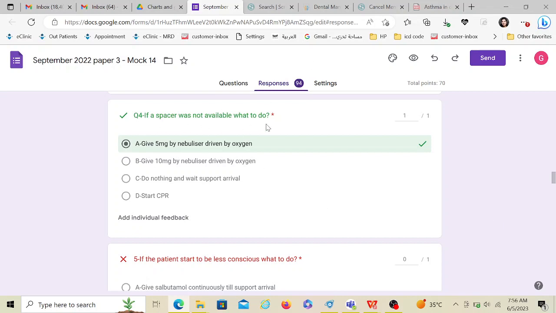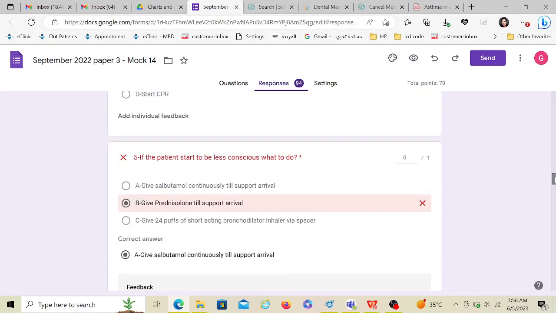If a spacer is not available, then you are supposed to give 5 milligrams by nebulizer driven by oxygen. 5 milligrams of the inhaler that the patient is carrying. It can be albuterol, salbutamol, whatever. It's 5 milligrams and not 10 milligrams. So read more about what a spacer is. That is a little more theory which you can read. You can find something on Google and you can read also.